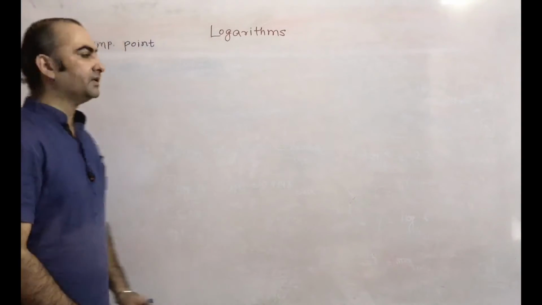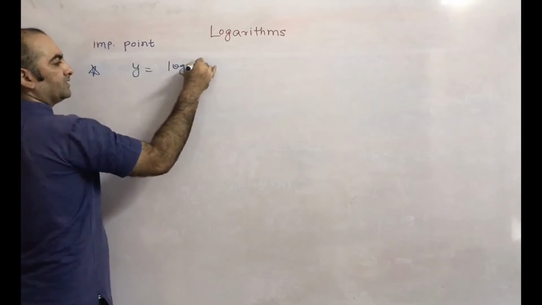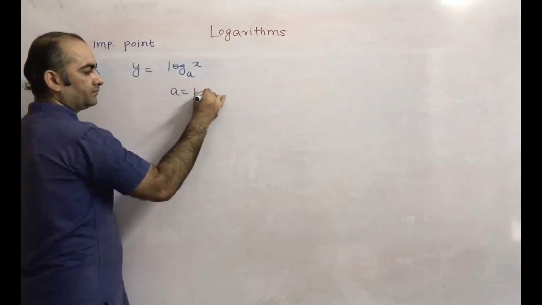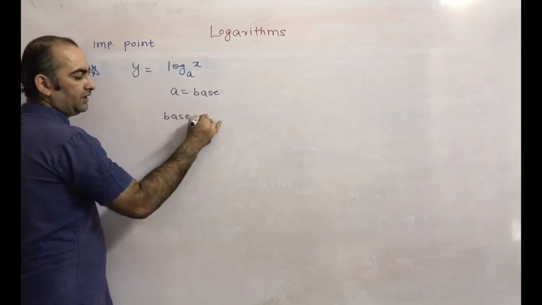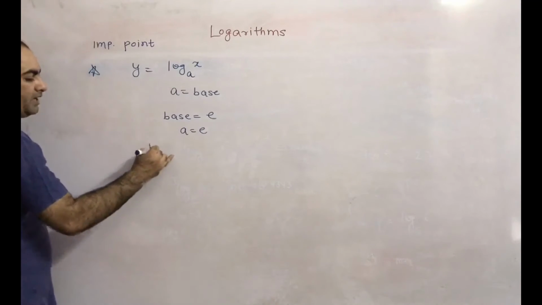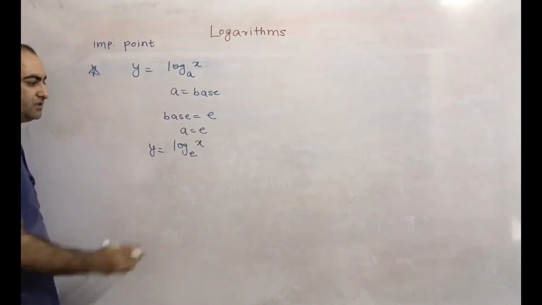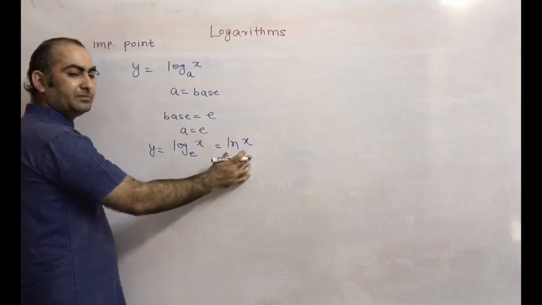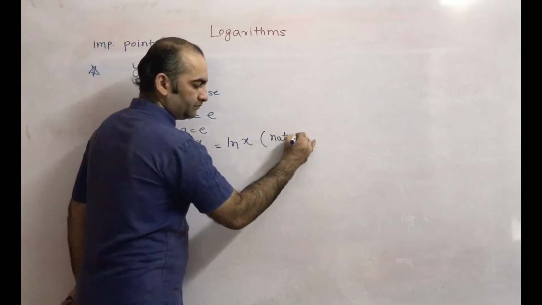Next important point is what? We know y equal to log x to the base a, where a is the base. Now if I take the base as e, if I take a equal to e, then what will come here? Y equal to log x to the base e. So this one we can represent by ln x also. If it is written ln x, that means the base is e. This is called natural log.